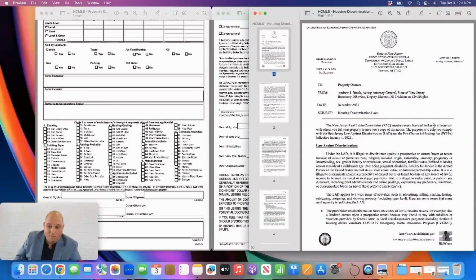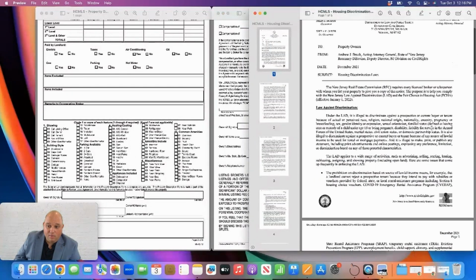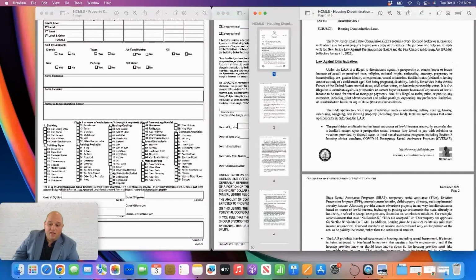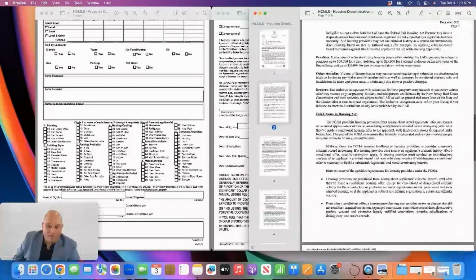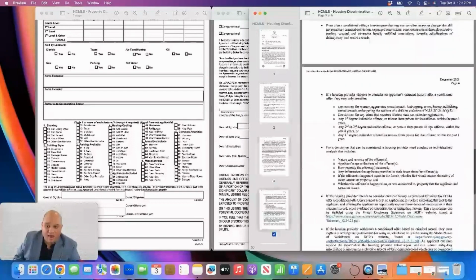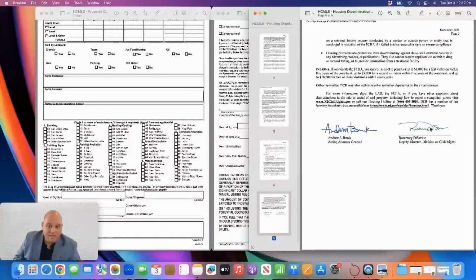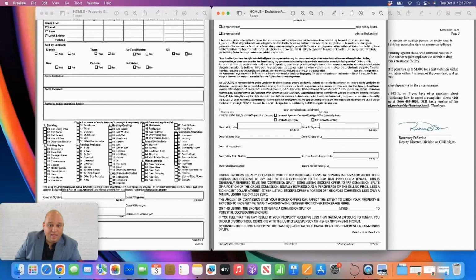Finally, the third form is the Attorney General letter, which basically goes over discrimination in housing in New Jersey and federal law, and you must be aware of that, and the Fair Housing Act, and you will review and sign and date this form as well. I will link these down below, and as I mentioned, in the next video, I'll discuss the lead paint disclosure forms.